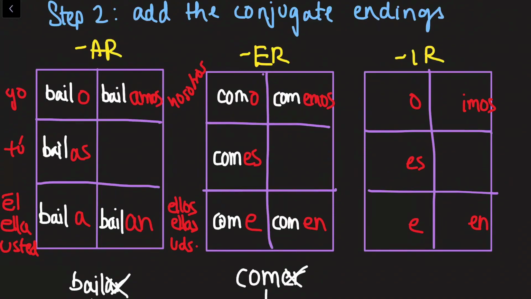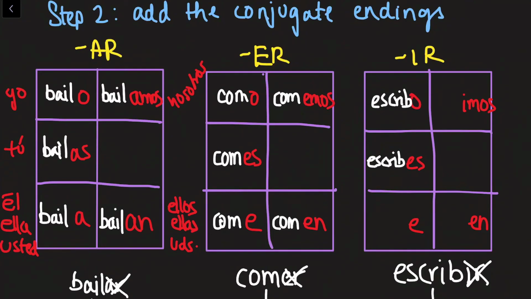Now let's look at an IR verb, escribir. For escribir, the stem would be, cross off the I and the R, and you get escrib. Now we put this in each of the boxes. The yo form would be yo escribo. The tú form would be tú escribes. Él, ella, or usted escribe. Nosotros escribimos. And ellos, ellas, or ustedes escriben.